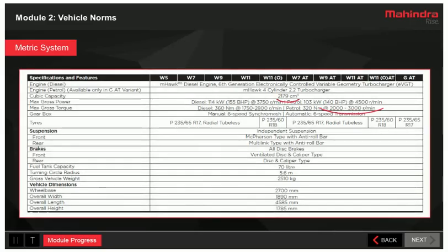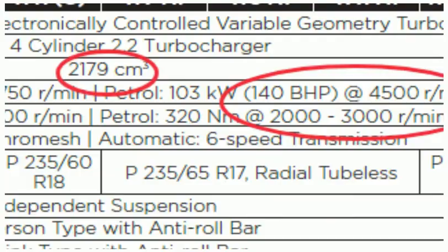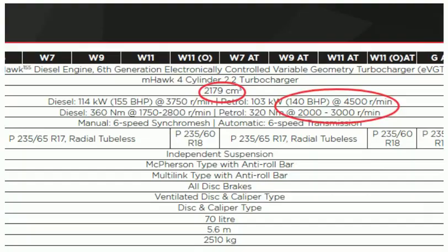The vehicle specification sheet consists of various metrics. Let us understand some of them.